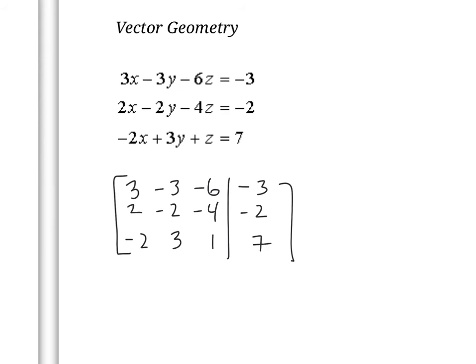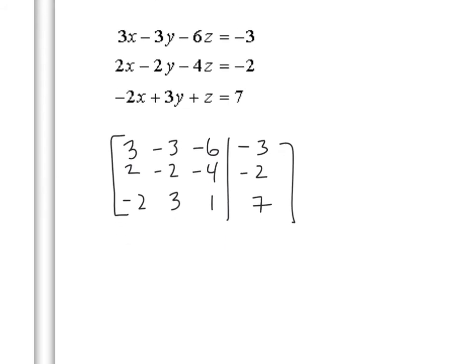So our first step is to get a 1 in that upper left corner to make everything simple. And we can do that pretty easily by just dividing that first row by 3, right? If we do 1 divided by 3, we should get 1, -1, -2, and -1. So there we have our 1.